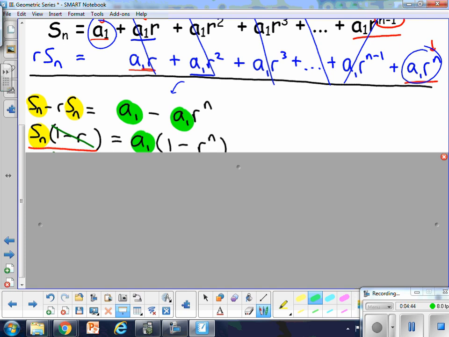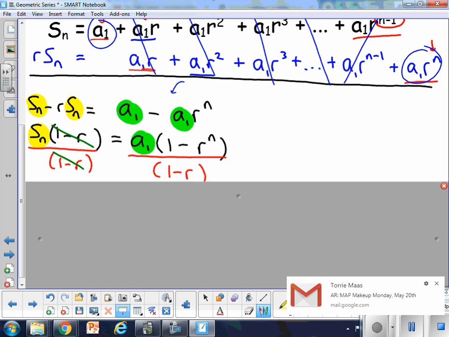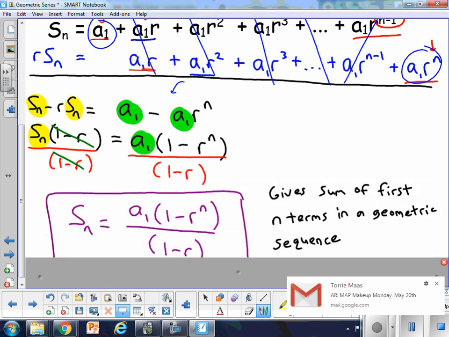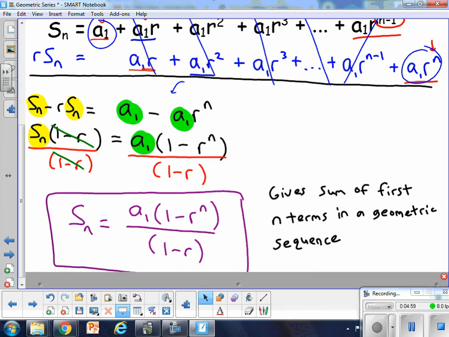And what it allows us to do is solve by just dividing both sides by 1 minus r, and that gives me Sn equals a1 times 1 minus r to the n, all over 1 minus r. Okay? And that's the formula we're going to use in order to find the sum of the terms.